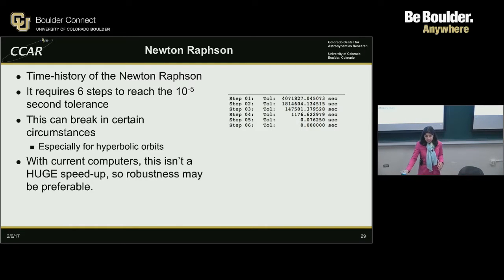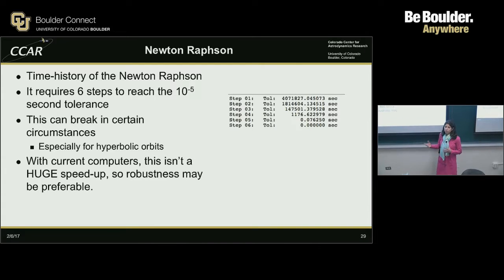The problem is that this can break in certain circumstances even more easily than the bisection method, especially for hyperbolic orbits. And with current computers, it's not really a huge speed up, so the robustness factor might be preferable. If you want to speed up your code in the future and you know that you're going to be in elliptical regions and computing a lot of data, this is something you might want to take a look at.